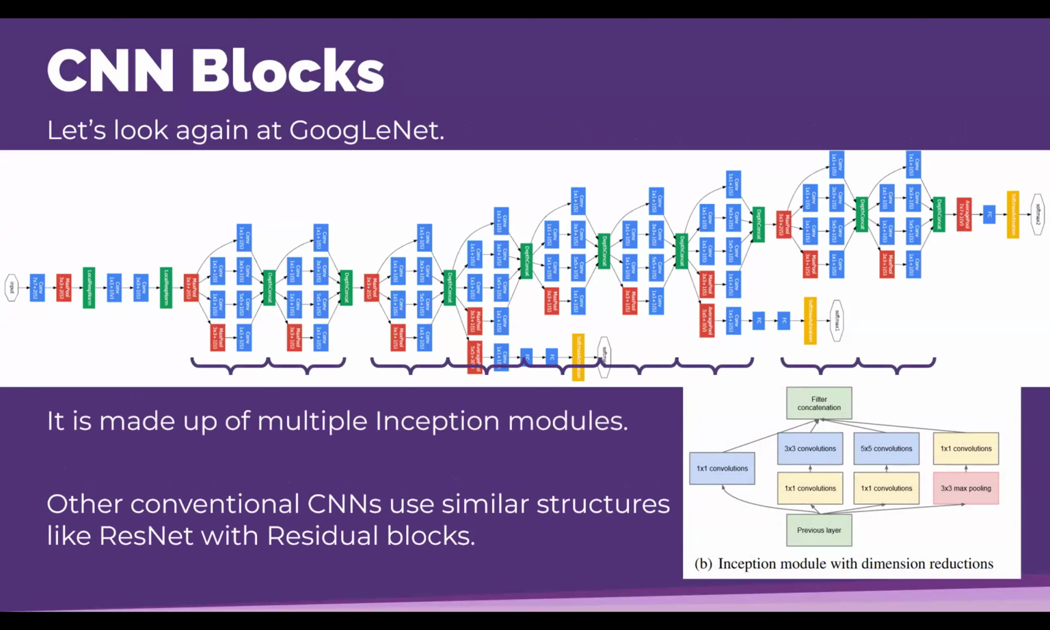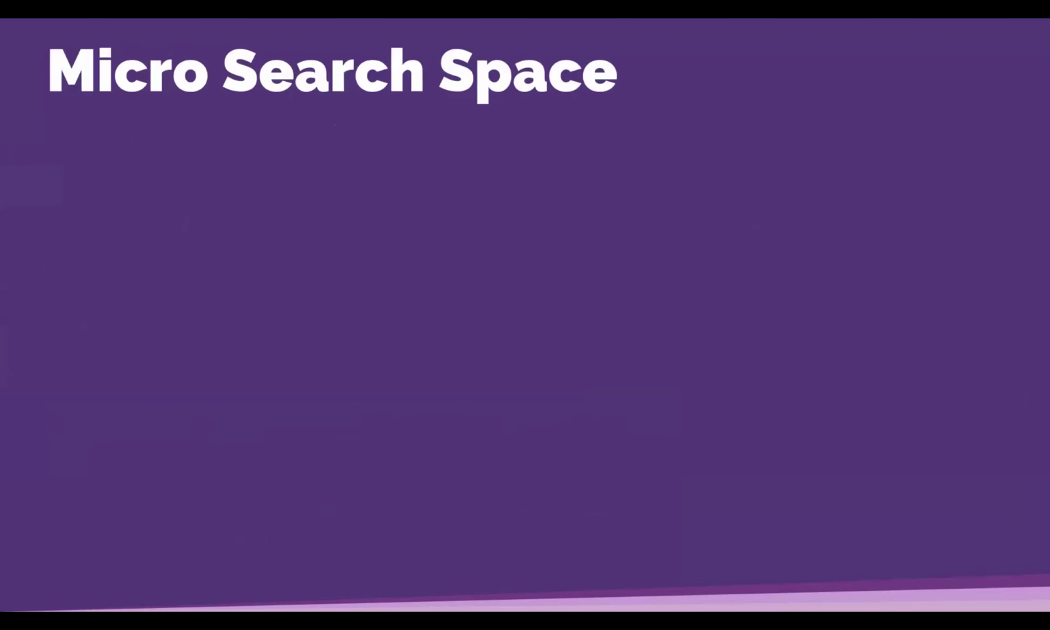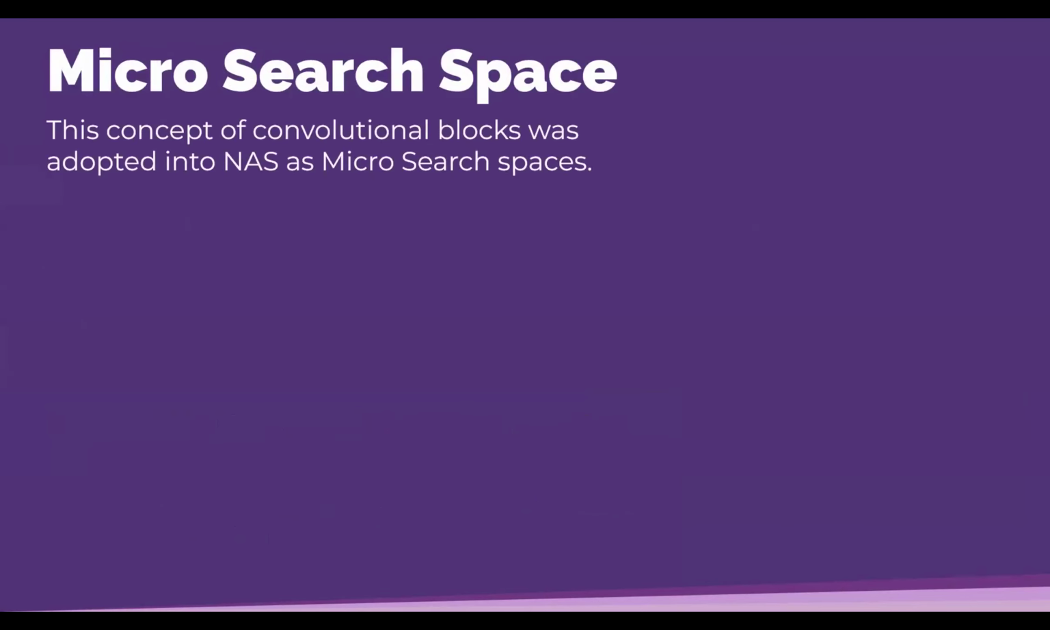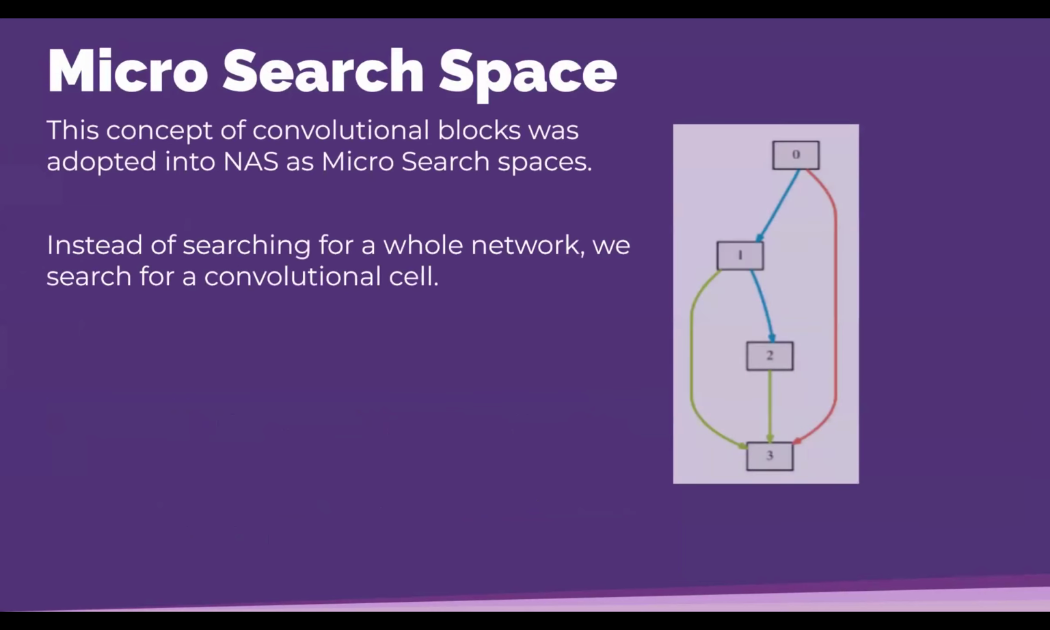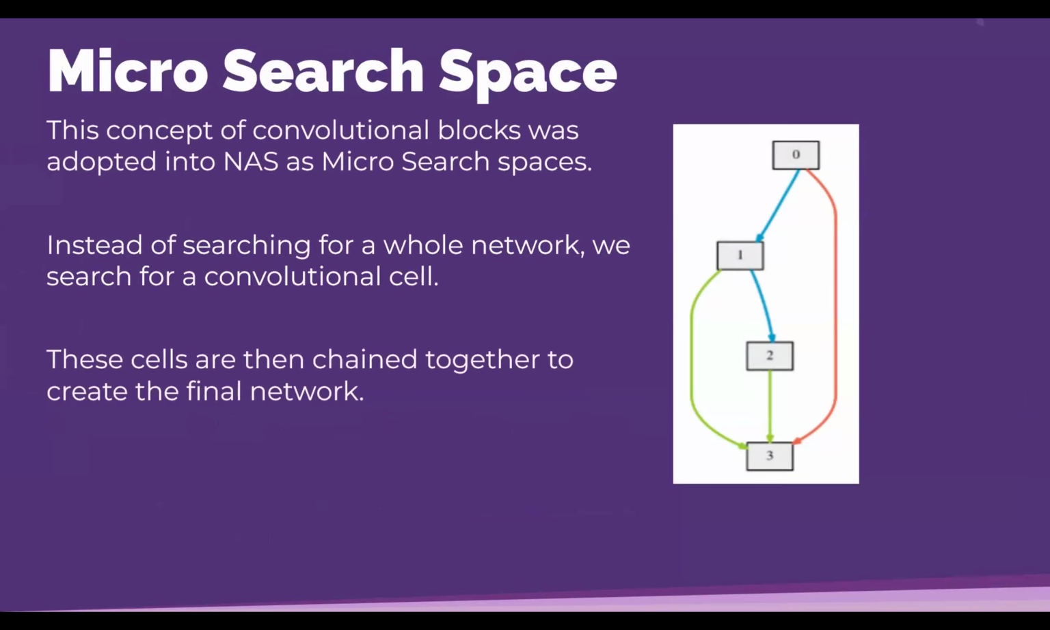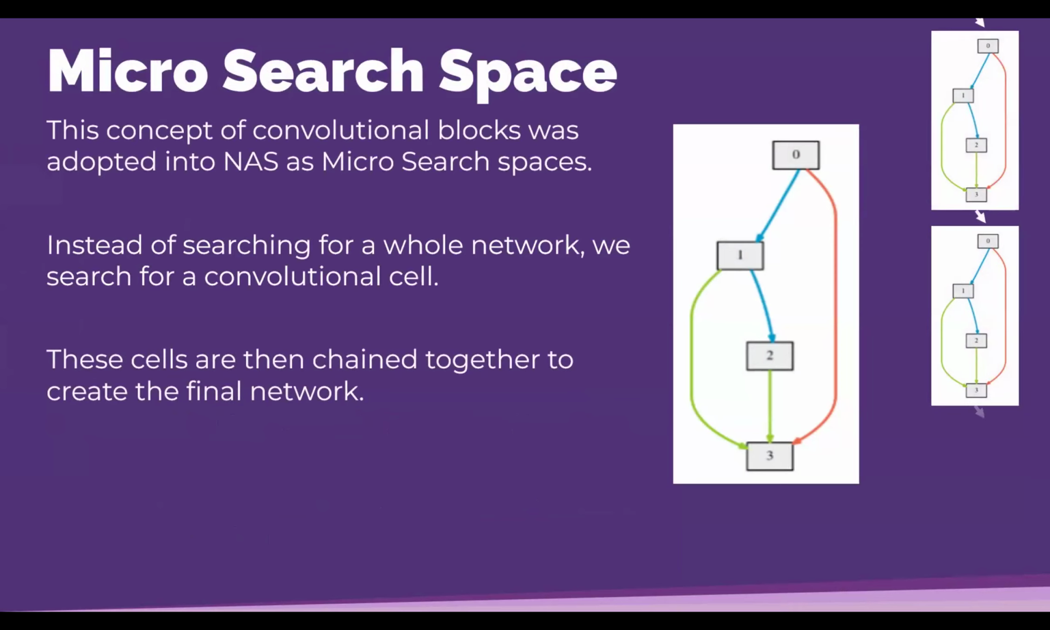Many off-the-shelf CNNs use similar structures, such as ResNet with their residual blocks. Effectively, they find an optimal structure, and then they repeat it again and again, and use that to build the network. And so the micro search space is very similar in concept, as instead of searching for a whole network, we instead search for what we call a convolutional cell. And this massively reduces the search space, as these are then chained together.